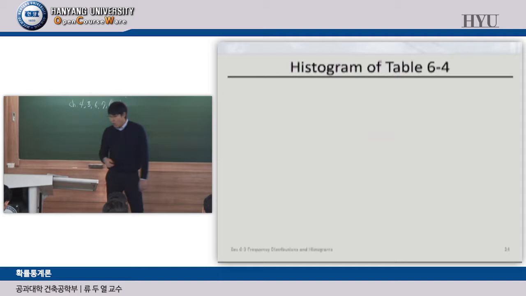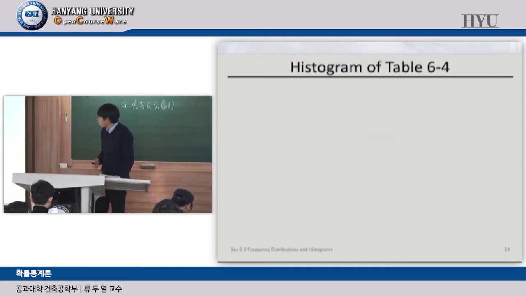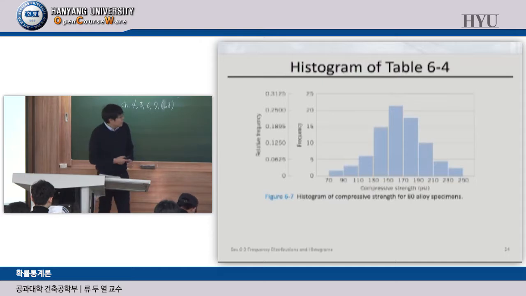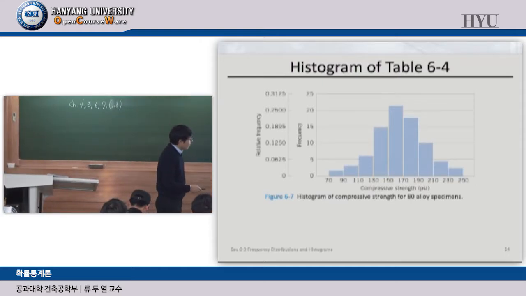So this is the example of the histogram for the previous table 6-4. And as you can see here, the x-axis indicates the compressive strength of 80 alloy specimens, and the y-axis indicates the frequency or the relative frequency.